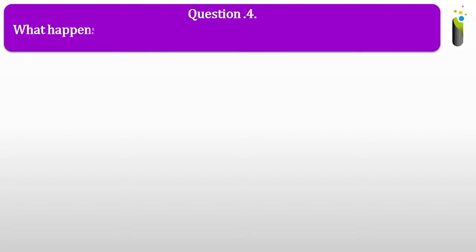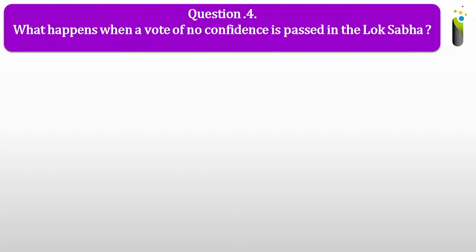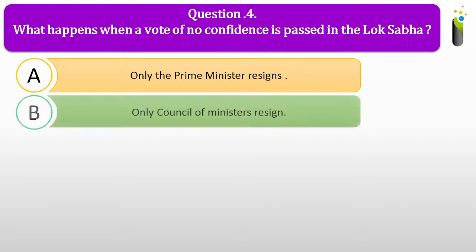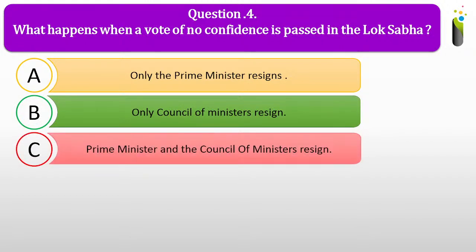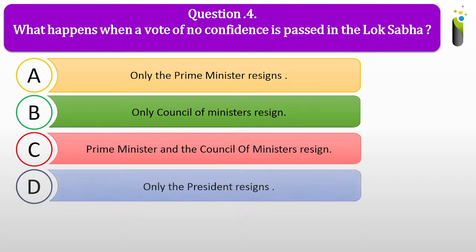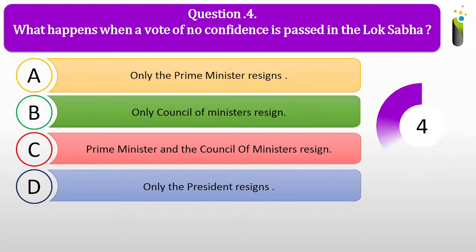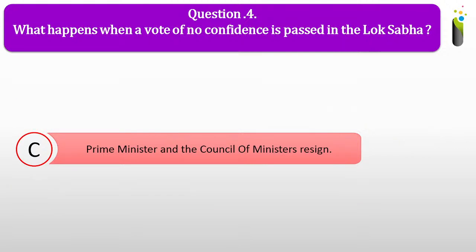Question number 4. What happens when a vote of no confidence is passed in the Lok Sabha? A. Only the Prime Minister resigns. B. Only Council of Ministers resign. C. Prime Minister and the Council of Ministers resign. D. Only the President resigns. And the correct answer for this question is C. So when a vote of no confidence is passed in the Lok Sabha, Prime Minister and the Council of Ministers resign.